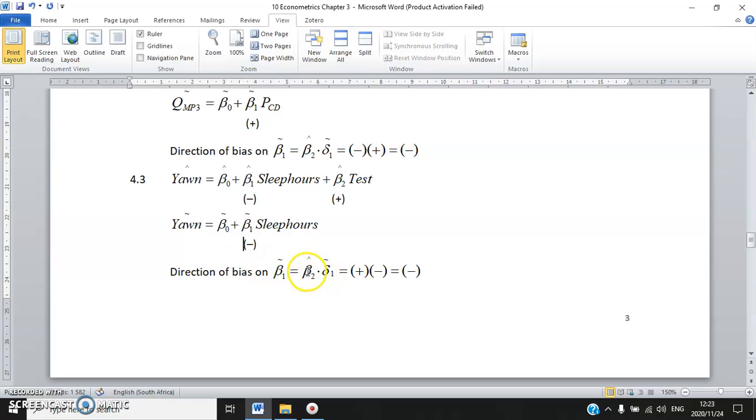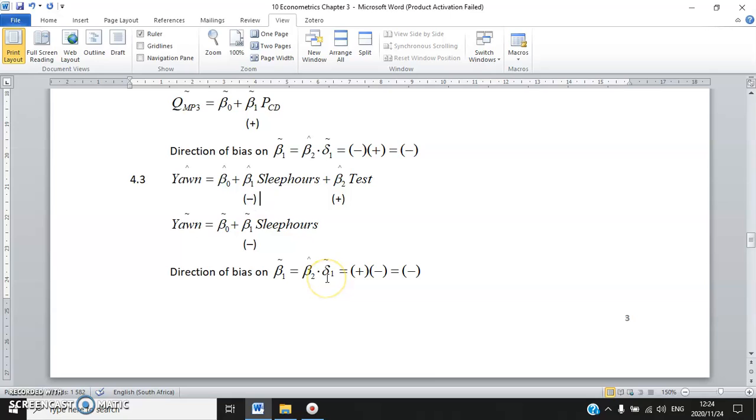And then the direction of the bias, again, the same product of the two terms, and positive here, and then this one. The relationship between the number of tests and sleep hours should be negative, because the more tests you have, you will burn the midnight oil, you study longer hours, then you would suffer with shorter sleep hours. So negative relationship between x1 and x2, positive times negative, then downward bias.